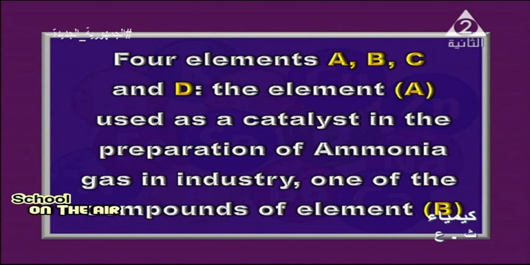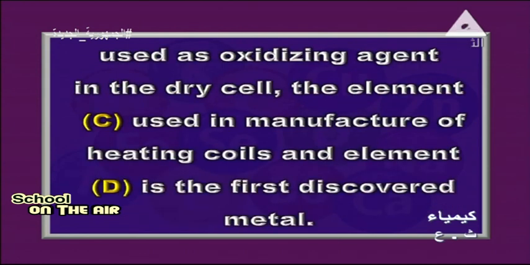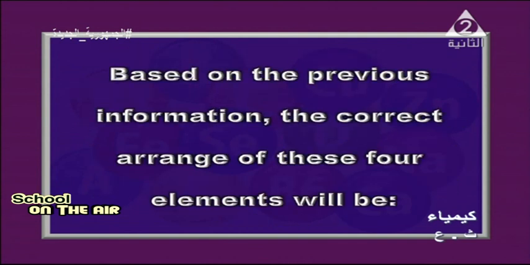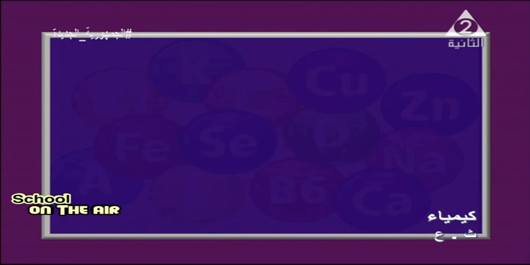One of the compounds of the element B is used as an oxidizing agent. Take care. B is an oxidizing agent in the dry cell. But the element C is used in the manufacture of heating coil, and the element D is the first discovered metal. A, B, and C elements. Based on the previous information, the correct arrangement of these 4 elements will be which one?